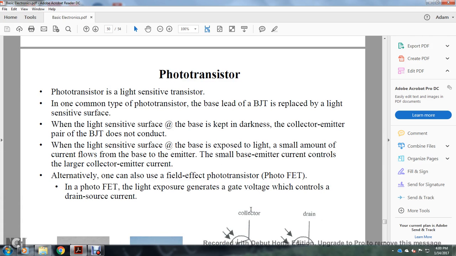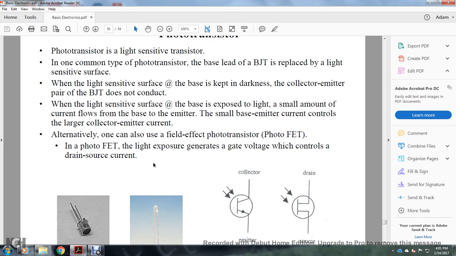Alright, a phototransistor is a light sensitive transistor. One common type of phototransistor is a BJT with the base layer replaced with a light sensitive surface. With the light sensitive surface at the base kept in darkness, the collector-emitter of the BJT does not conduct. With the base exposed to light, a small amount of current flows from the base to the emitter. The small base-emitter current controls the large collector-emitter current.